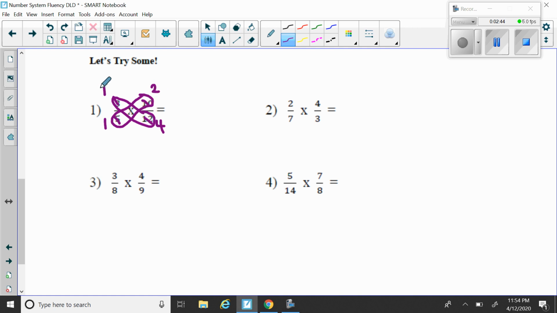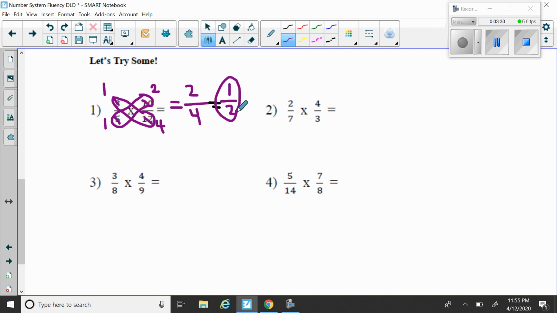So now I'm working with 1 over 1 times 2 over 4, which gives us 1 times 2 is 2, and 1 times 4 is 4. Now, can I simplify this even further? Yes. 2 and 4 have a common factor of 2. 2 goes into 2 one time. 2 goes into 4 two times. So we actually have 1/2 for our answer here. We still had to simplify at the end on that one, which is fine, but we were working with smaller numbers. Sometimes you will still have to simplify at the end, but cross canceling sometimes makes it so that you don't have to.